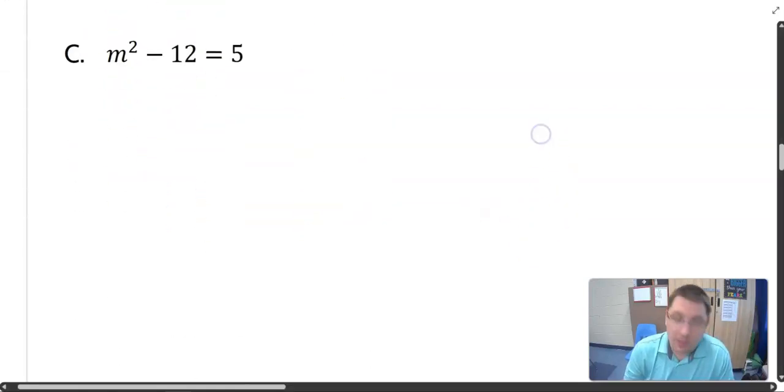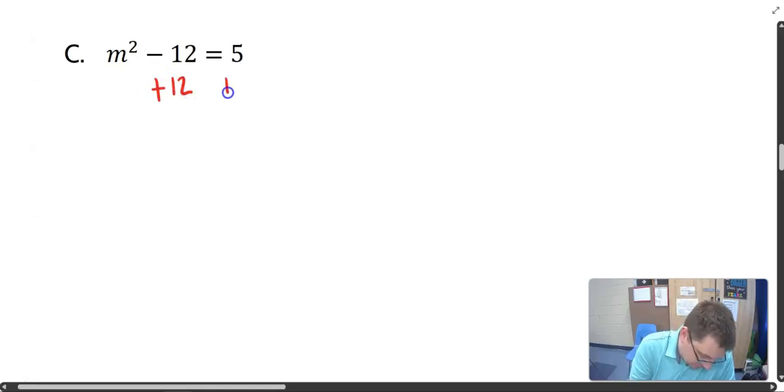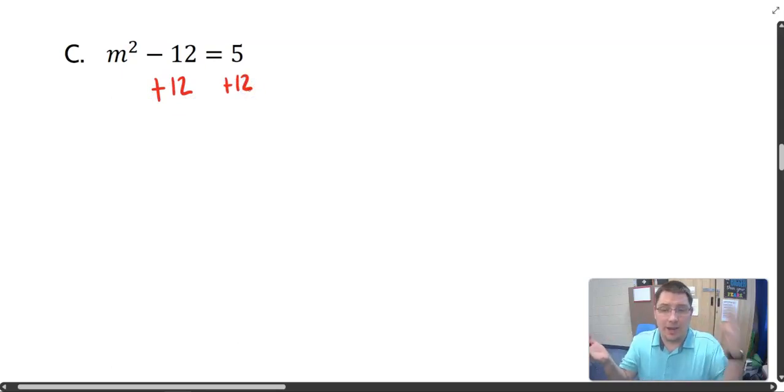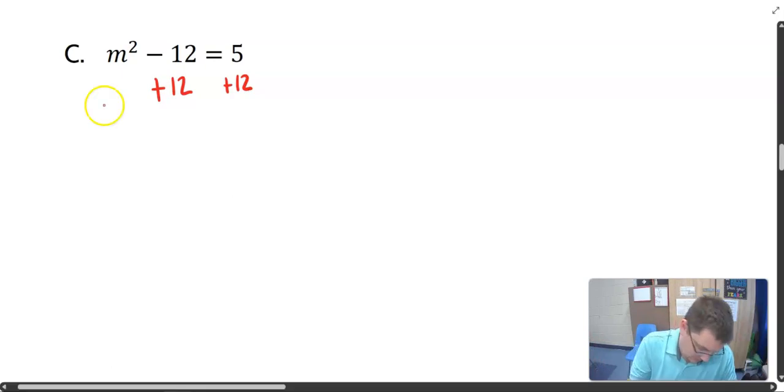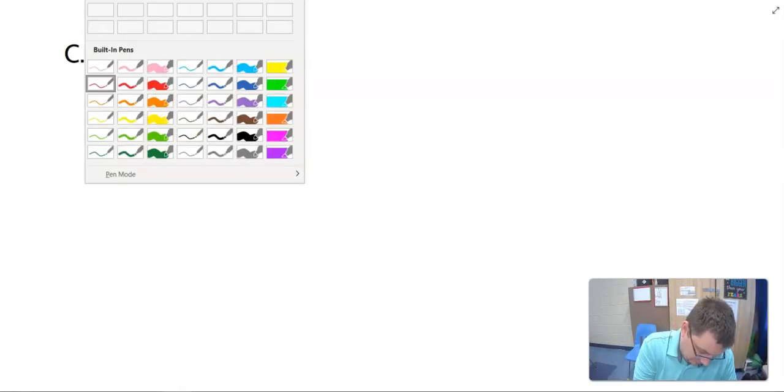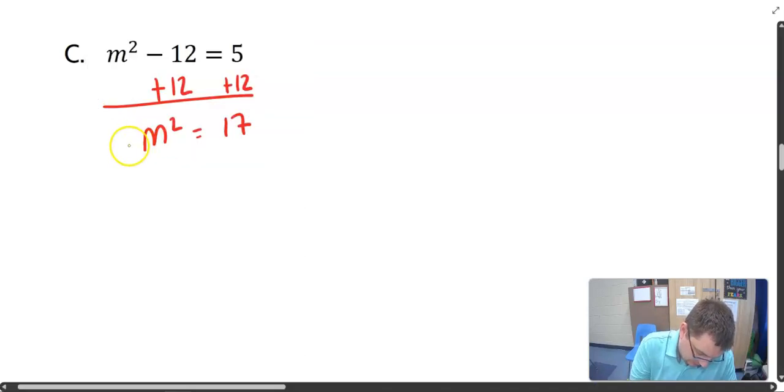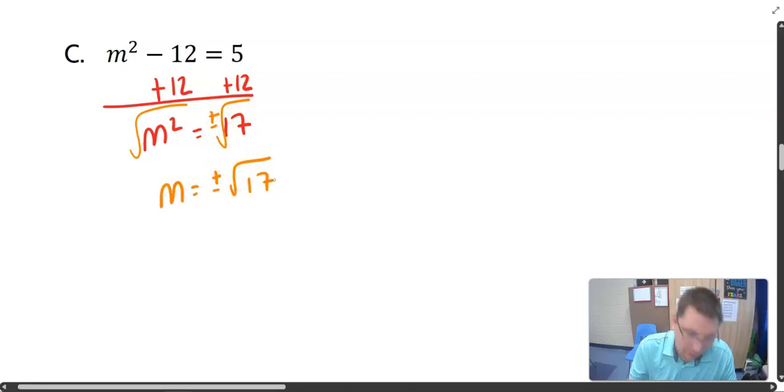m squared minus 12 is equal to 5. So in this case, we need to first add 12 to both sides. And remember, we're solving an equation, so whatever we do to one side, we have to do to the other. And so m squared is equal to 17. We can then take the square root of both sides. Don't forget your plus or minus. So m is equal to positive or negative square root of 17.